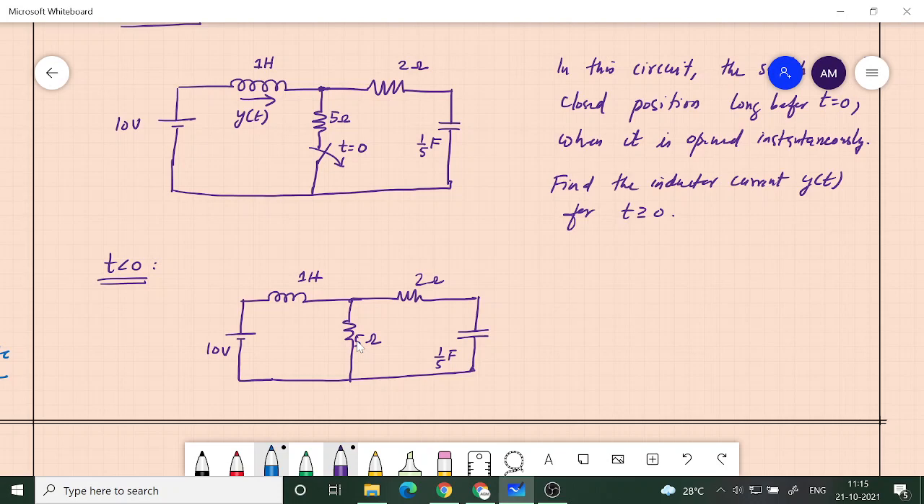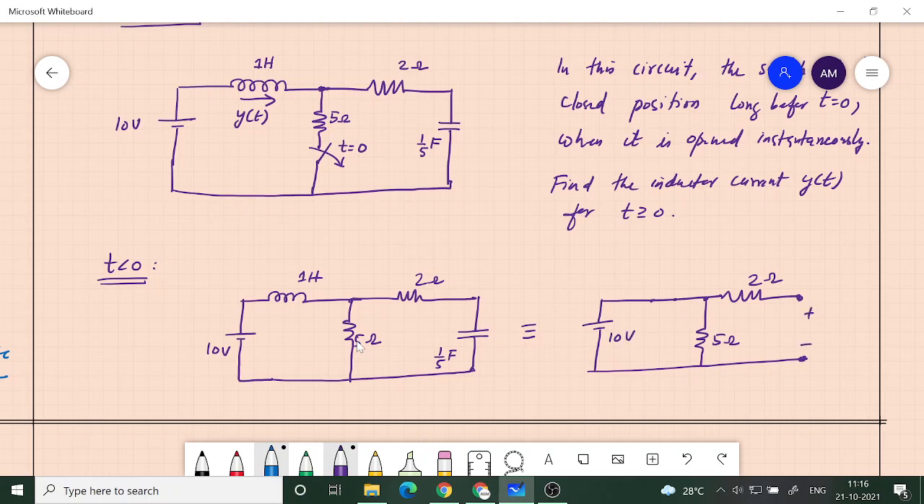It has been like this for a long time, which means all the transients have died out, and you only need to look at it as a steady state thing. If it is remaining like this for a long time, you should know that the inductor can be replaced with a short circuit. Probably you might have learned this in network theory. And the capacitor should be replaced with an open circuit. So there is 5 ohm, 2 ohm, 10 volt.